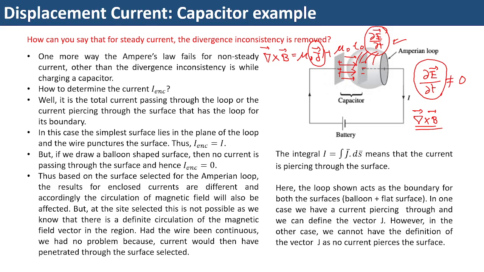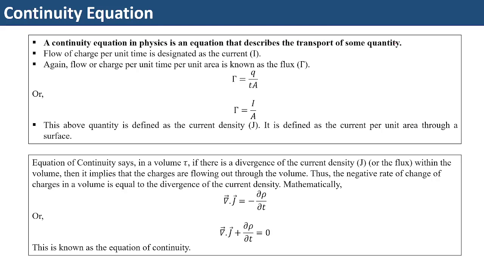Right. Now let's come to another very important equation, called the continuity equation. Now, continuity in physics means what? A continuity equation in physics is an equation that describes the transport of some quantity. It could be mass transport, it could be charge transport. In this case, we are concerned with the charge transport, not the mass transport.